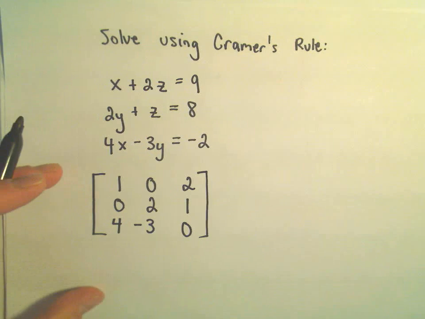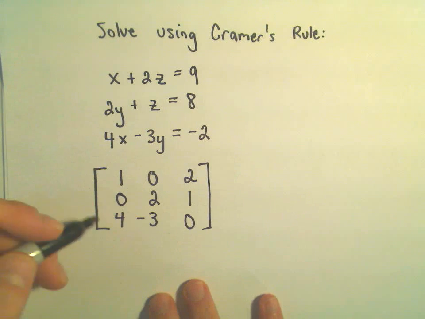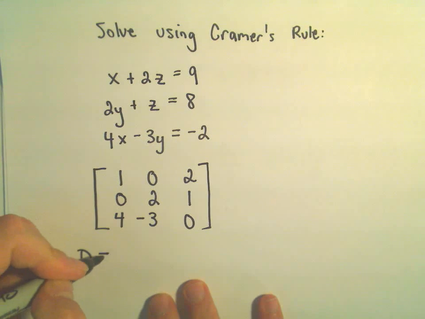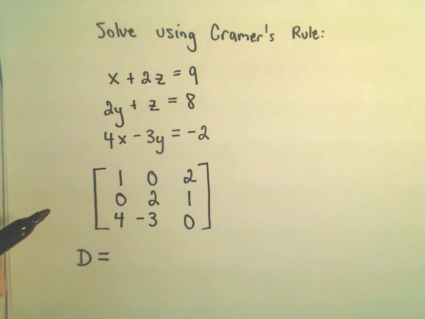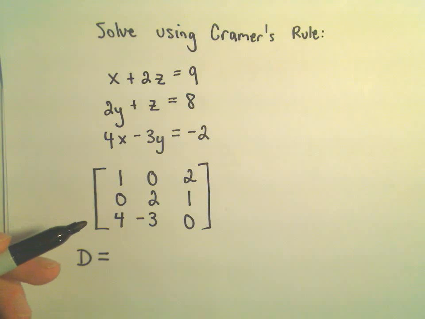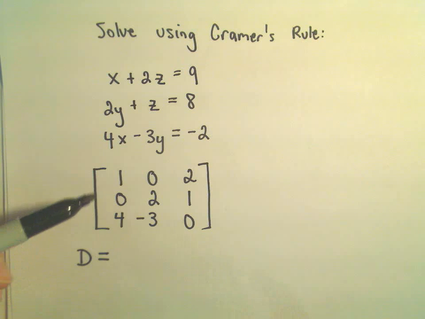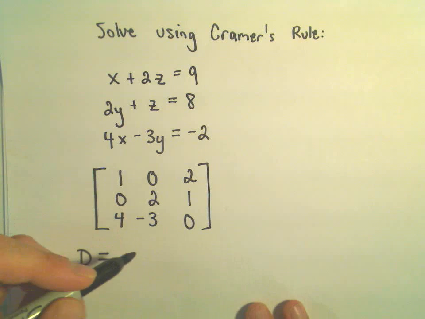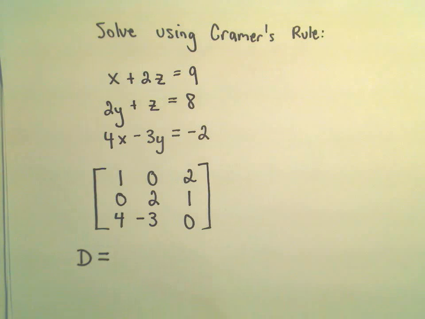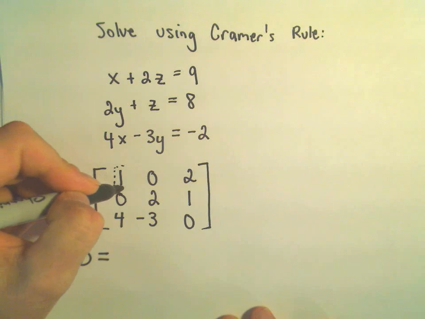Okay, so the first thing I'm going to do is figure out the determinant of this matrix. This will be our D value. So again, there's different ways you can find the determinant of a 3x3 matrix. I like to just expand along a row and then calculate corresponding 2x2 determinants.